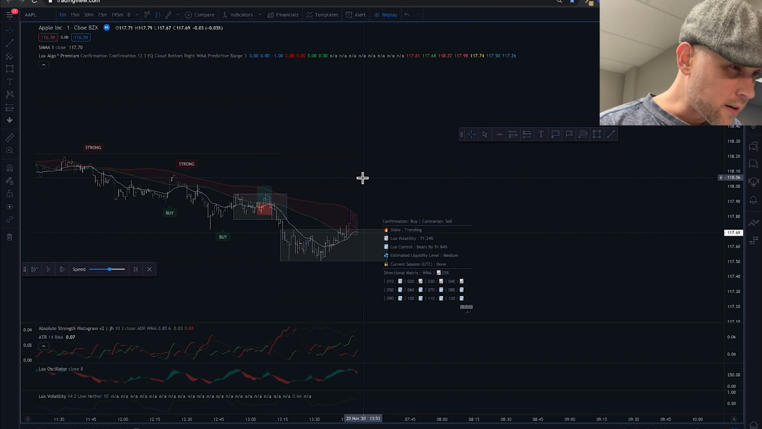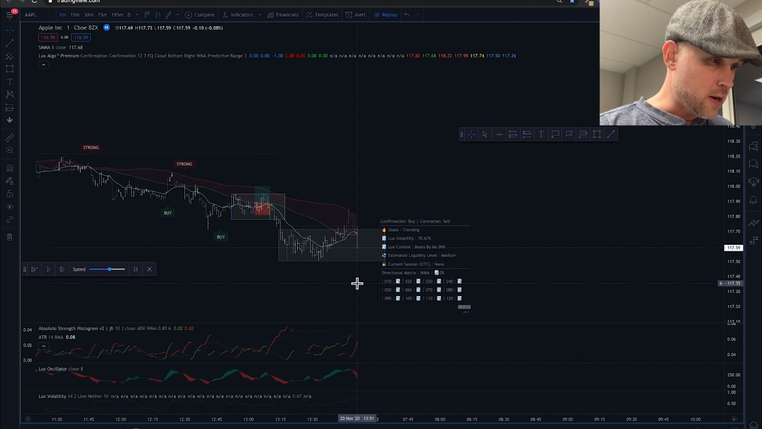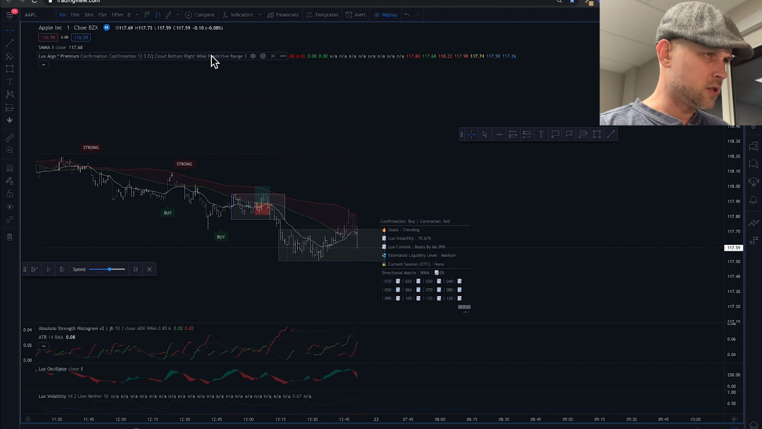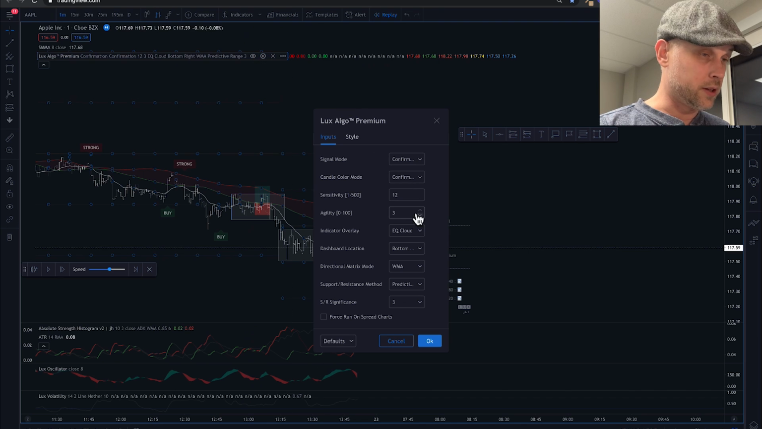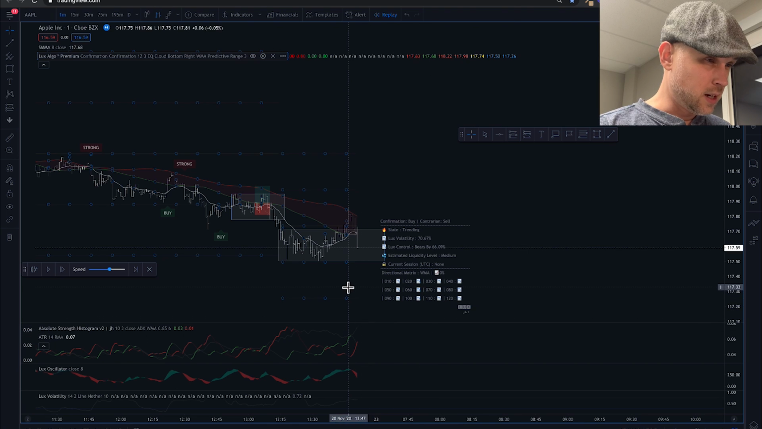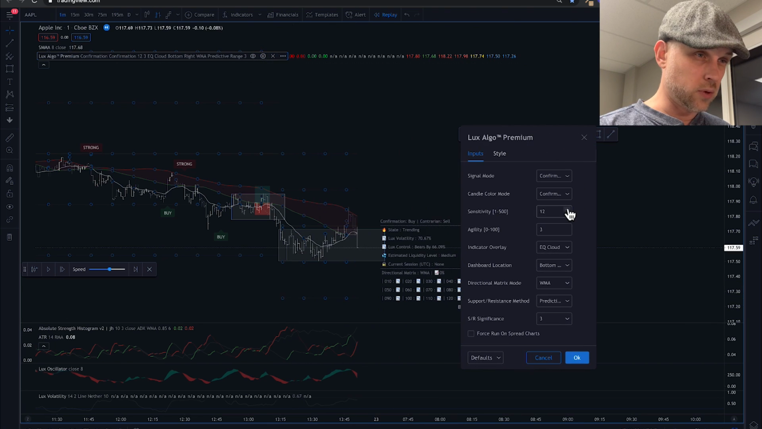Now we have an entry right there. Now again, there's Lux just not painting. Well, it's not Lux, it's TradingView. So we're just gonna go like this, make sure we've got our confirmations lined up. And yeah, it's not working, is it? It's going to actually make a fool out of me here.